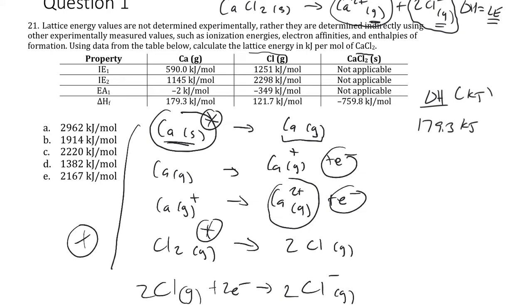I'm going to give these all in kJs, not kJs per mole, so we're going to think about the kJs per mole as we go along. 1 mole times 179.3 kJs per mole is 179.3 kJs. Ionizing 1 mole of calcium, that's the IE1 of calcium, 590.0 kJs per mole. I'm ionizing 1 mole, so the delta H of the second step is the 1145 kJs, and again, there's 1 mole.